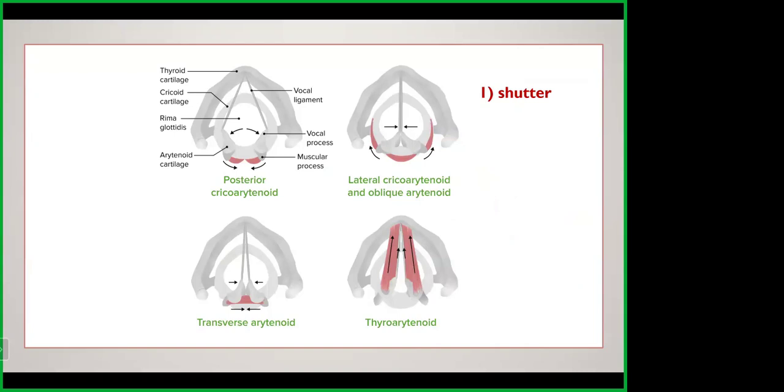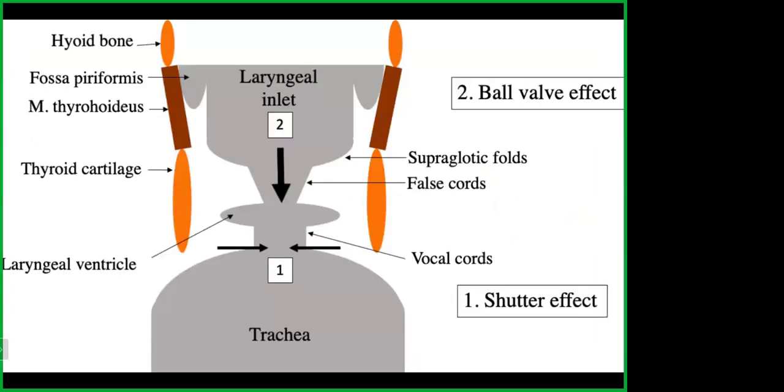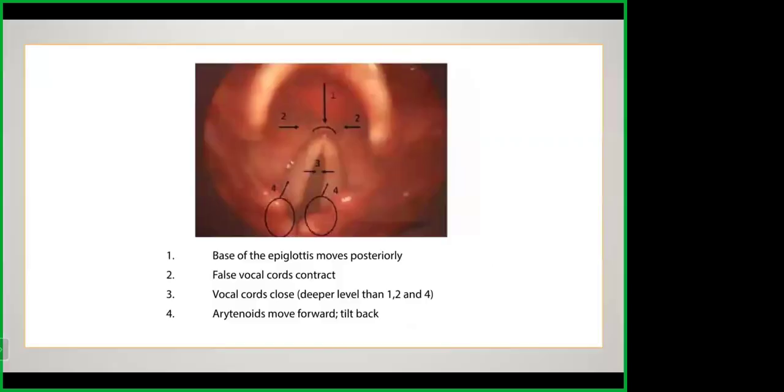But is that the only mechanism? No. What happens above the level of vocal cord? There is a ball valve effect, which is created by closure of the false vocal cord and by the approximation of the soft tissues of the laryngeal inlet, extending from the hyoid bone to thyroid cartilage with the help of the contraction of the extrinsic muscle of the larynx, leads to closure of the laryngeal inlet. In total, the base of the epiglottis will move posteriorly, false vocal cord will contract, true vocal cord will act as a shutter, and aryepiglottic folds and arytenoids move forward and tilt back.